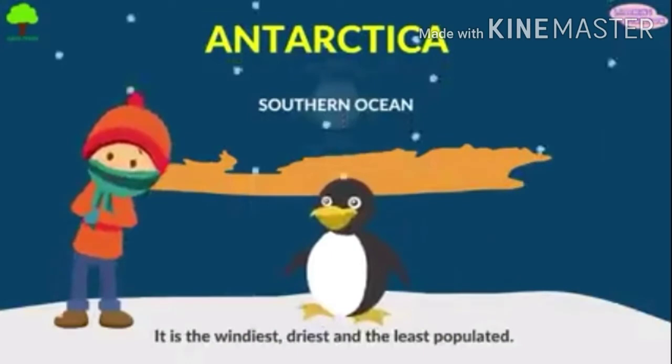Antarctica. Now, Antarctica is the fifth largest continent and is located at the South Pole. It is the coldest, windiest and driest continent. It is called the White Continent, as about 98% of its area is covered with snow and ice. How much percentage? 98.